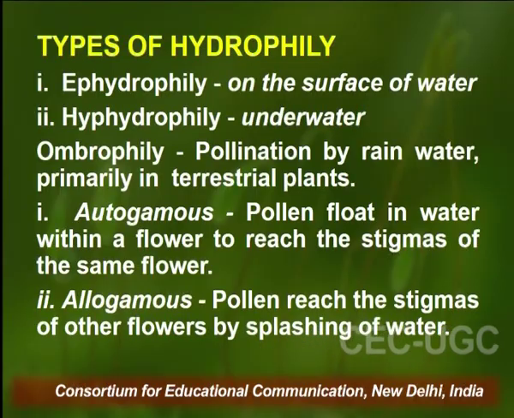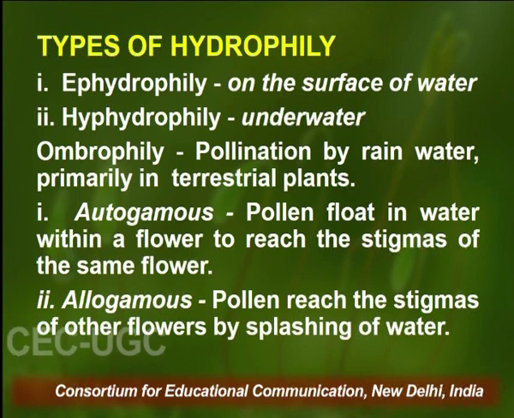Hydrophily is of two types, that is ephydrophily, which takes place on the surface of water, and hypohydrophily, which takes place underwater, right. So, when we talk about types of hydrophily, it is ephydrophily and hypohydrophily, but I would like to mention here that there is another form of pollination called as ombrophily, which is pollination by rainwater.